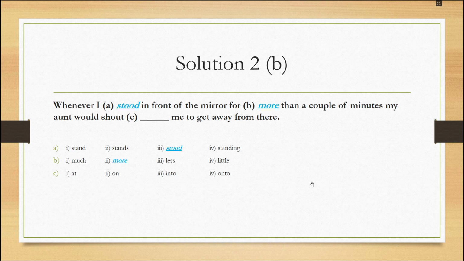My next sentence is, my aunt would shout dash me. You need to remember, some of you might be thinking on. No, it is incorrect. There are some distinct verbs in English which are always followed by distinct prepositions. Shout is a word which is followed by at. So we will say, my aunt would shout at me to get away from there.